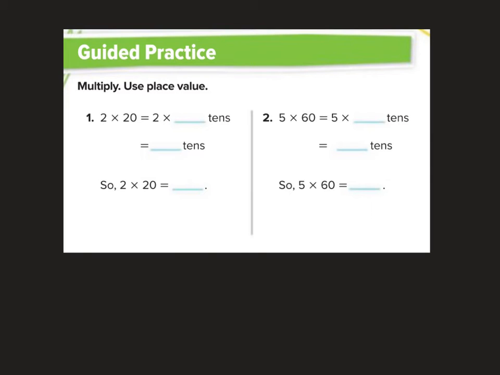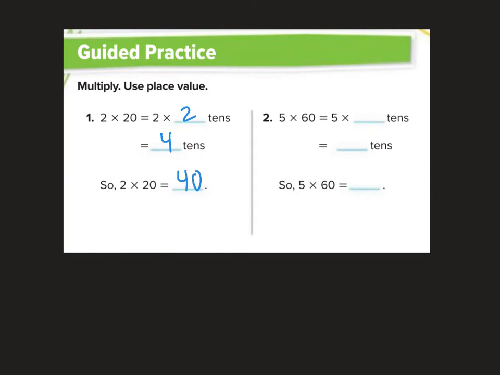Multiply and use place value. Okay. 2 times 20 would be the same as 2 times 2 tens, right? So I could say that's the same as 2 times 2 is 4. So it's the same as 4 tens. And 4 tens are worth 40. Okay, let's look at it again.